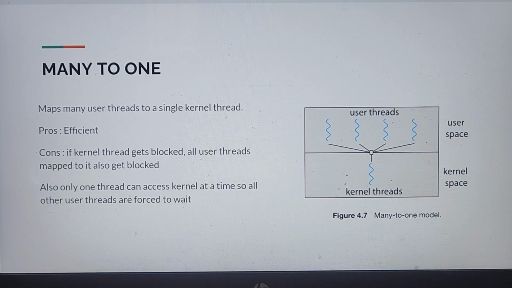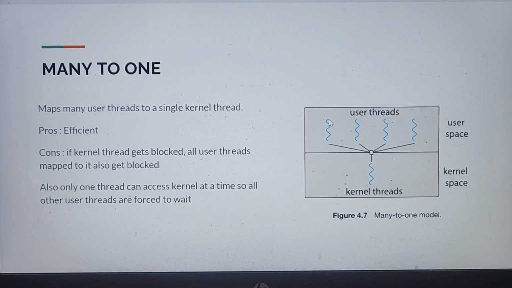We are seeing how many user threads can be mapped to how many kernel threads. There are different ways. The first one is many to one, many user threads to one kernel thread. So the pro being, for 4 user threads, it is sufficient to have one kernel thread. So you don't need to create 4 separate kernel threads here. Everything will have its own register, own stack. That memory space you are saving.